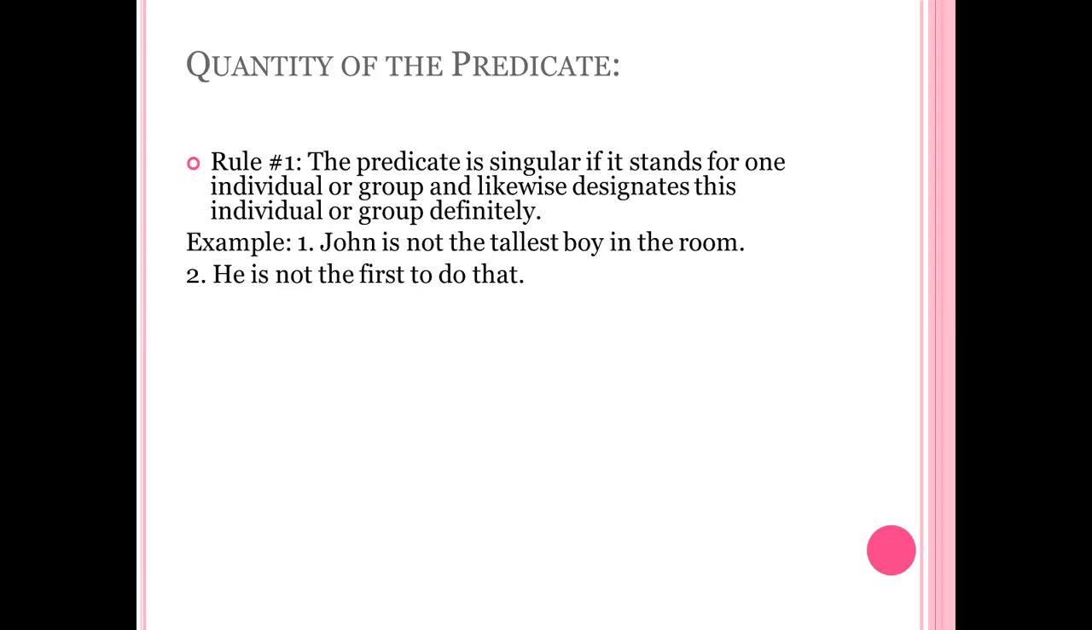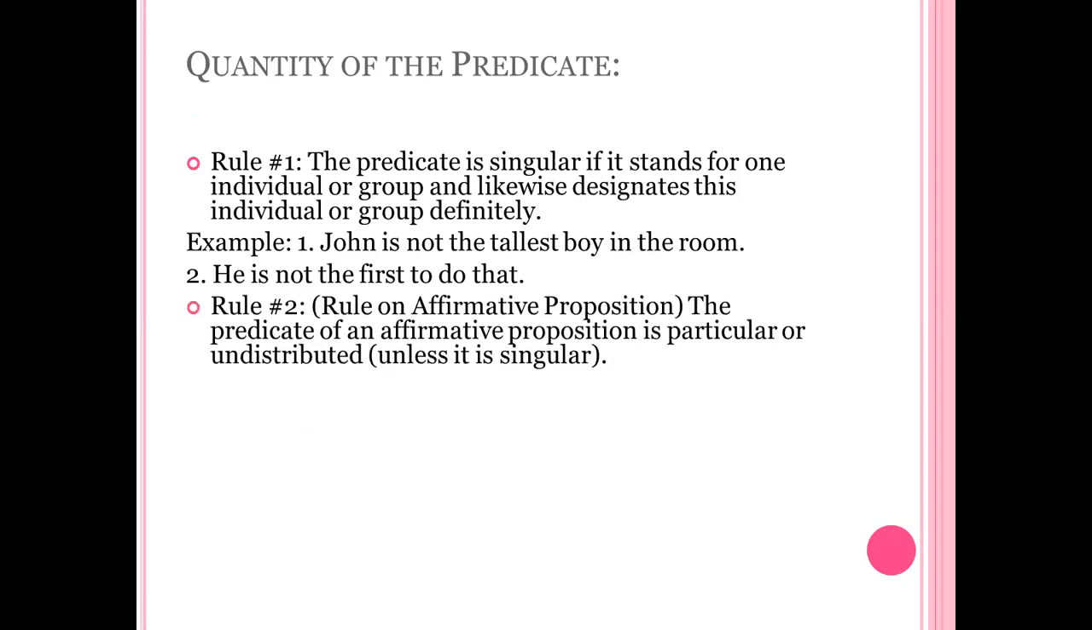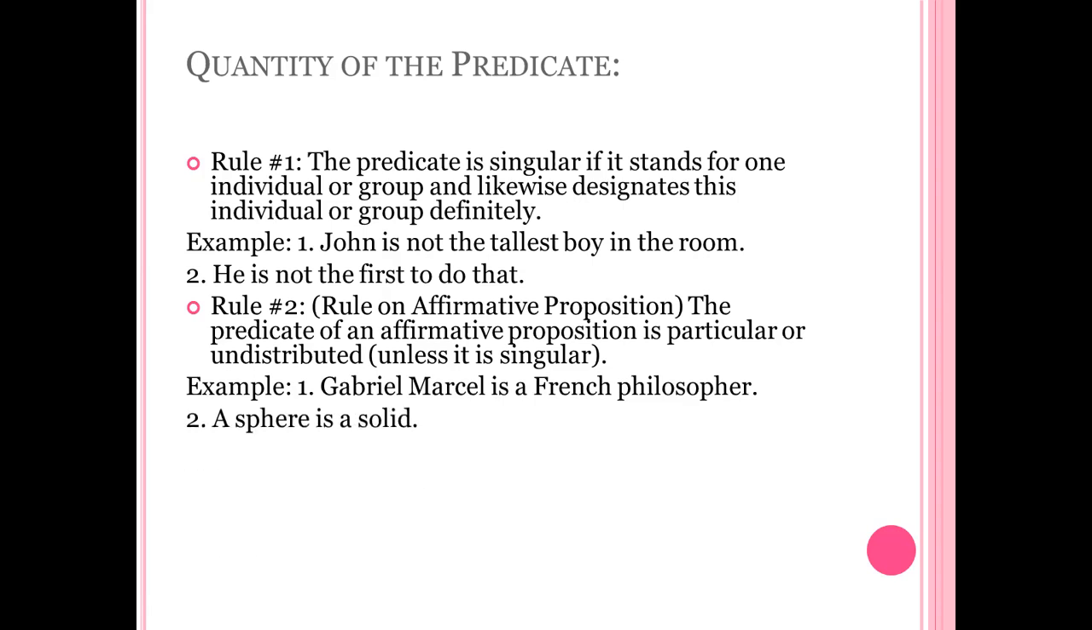So another rule for the predicate. Once again, these are parts of the sentences. For the parts of sentences, we have the subject, copula, and predicate. And now we are talking about the quantity of the predicate. So rule number two, rule on affirmative propositions. Once again, for affirmative, we have A and I. So the predicate of an affirmative proposition is particular or undistributed, unless it is singular. So example number one, Gabriel Marcel is a French philosopher, and a spear is a solid. So these are all affirmative propositions because the predicate is particular or undistributed.